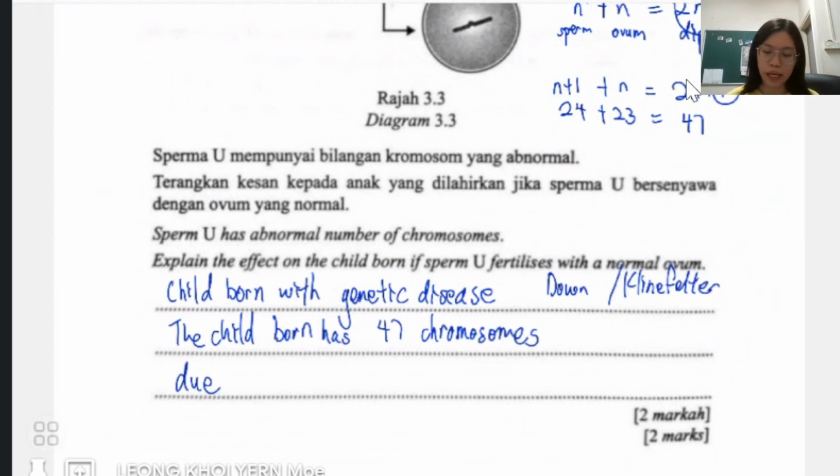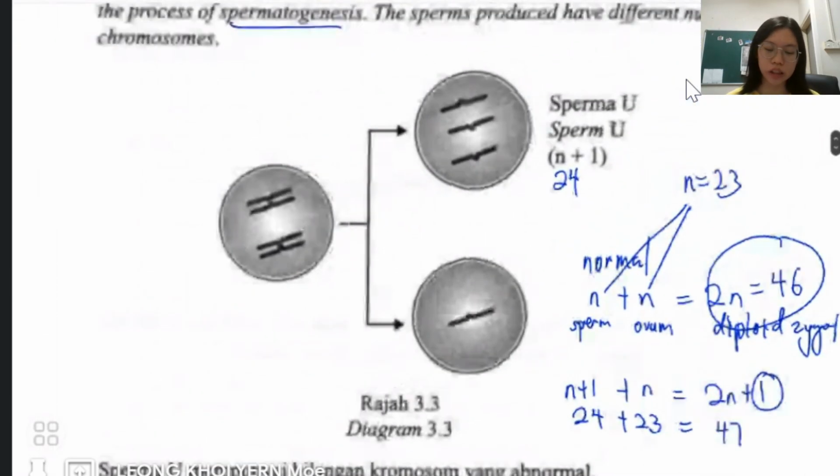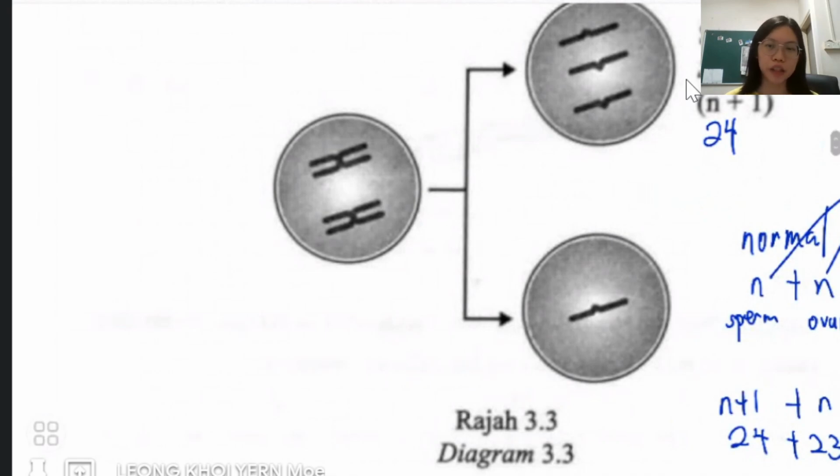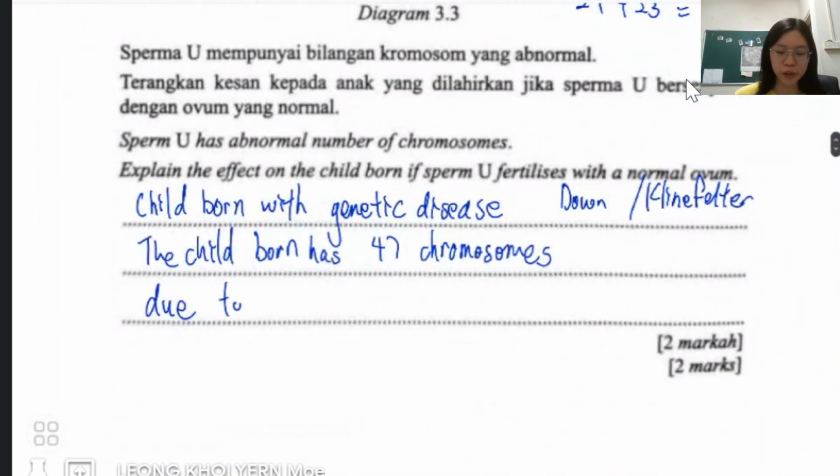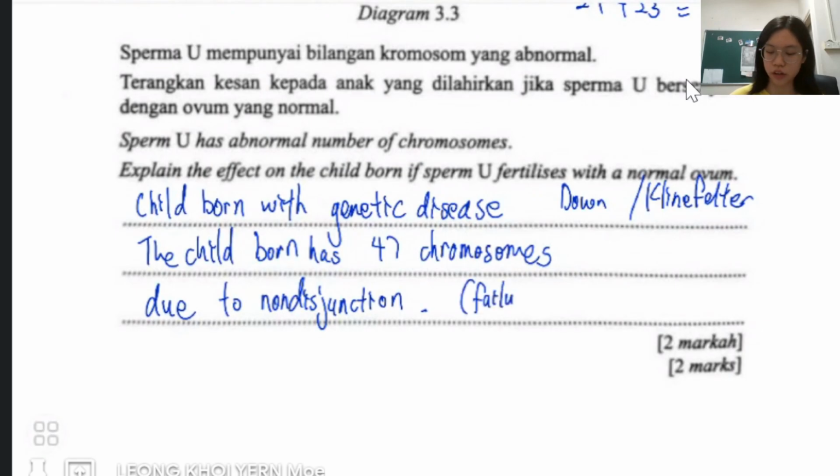So you can actually explain why this happened. Normally during spermatogenesis, something happens during anaphase 1 or anaphase 2 where the chromosome didn't divide completely. Failure of sister chromatid to separate, so maybe one of them gets stuck. This whole thing, the failure of sister chromatid to separate, is called non-disjunction. So due to non-disjunction, or you can write it as failure of sister chromatid to separate.